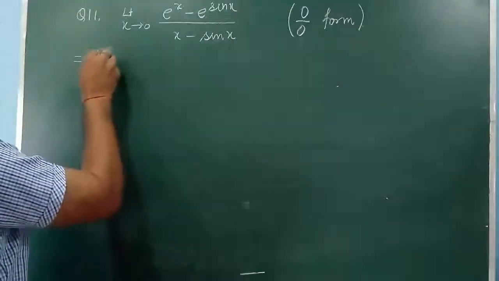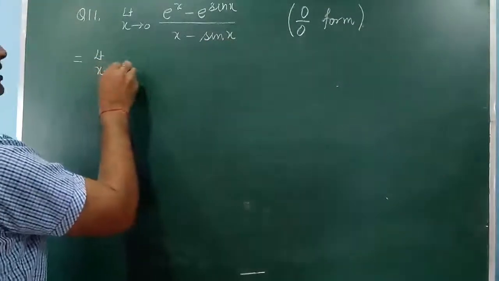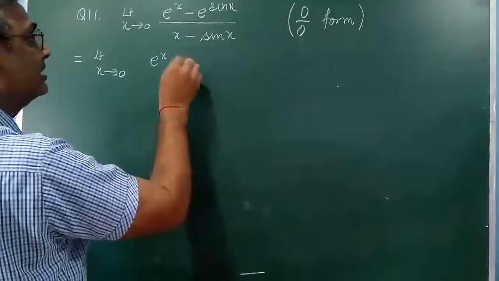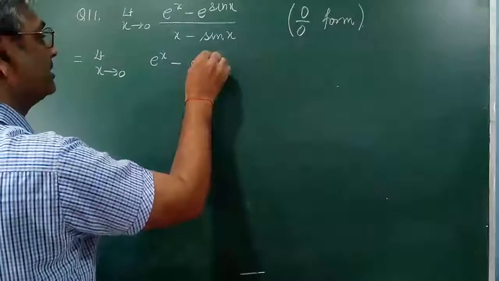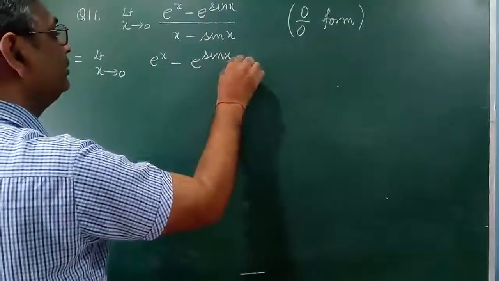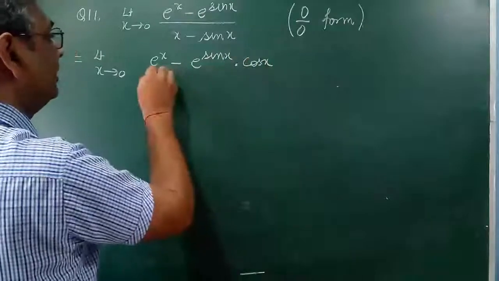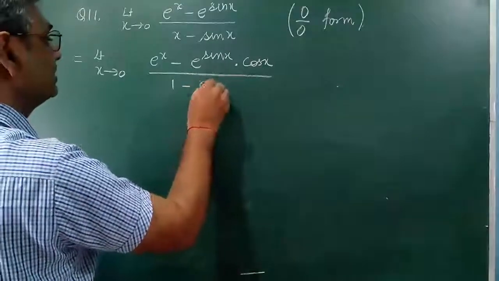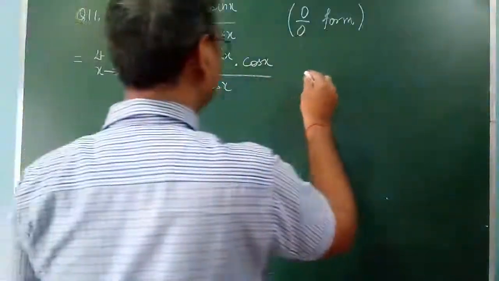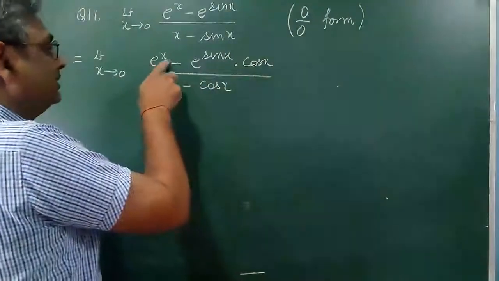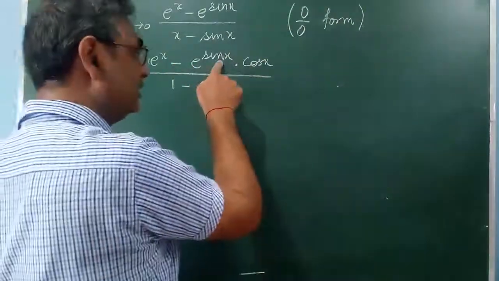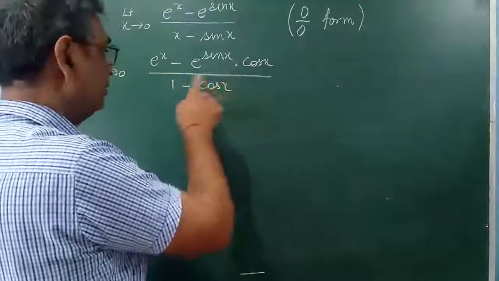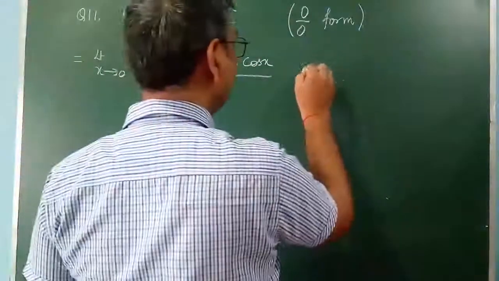So what can we do? We can differentiate the numerator and denominator. The differentiation of e to power x is e to power x, minus e to power sin x into cos x, upon 1 minus cos x. Now, if you put the limit, e to power 0 is 1, e to power 0 is 1, cos 0 is 1, 1 minus 1 is 0, again this is 0 by 0 form.